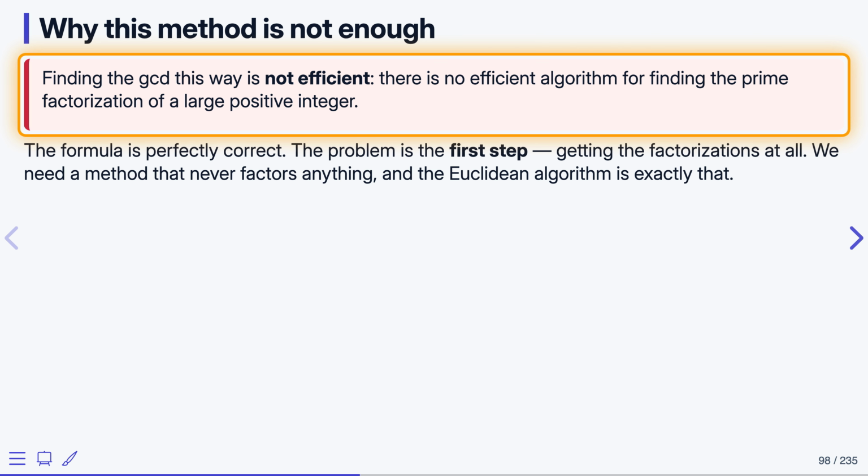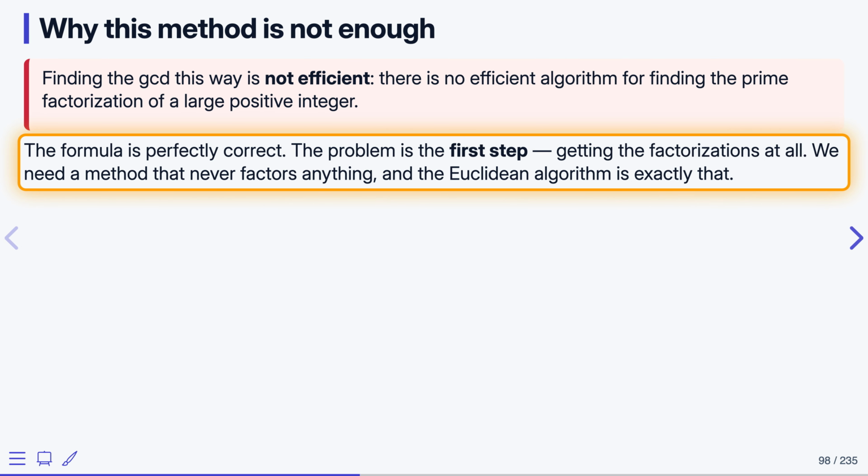But be careful. This method is slow, and the slow part is not the formula. The formula is easy. The trouble is the very first step, finding the prime factorization of a big number. Nobody knows a fast way to do that. In fact, the whole safety of RSA rests on it being hard. So we need a method for the greatest common divisor that never factors anything at all. The Euclidean algorithm is exactly that method, and we meet it in a few slides.